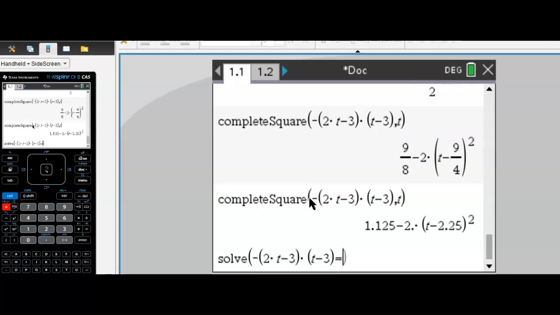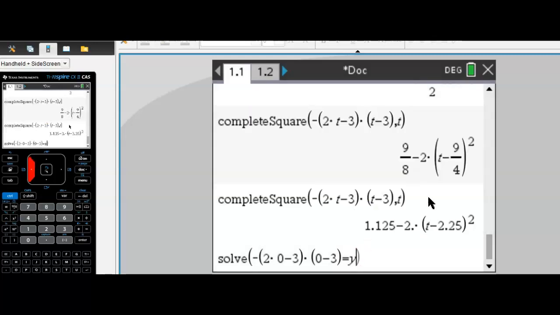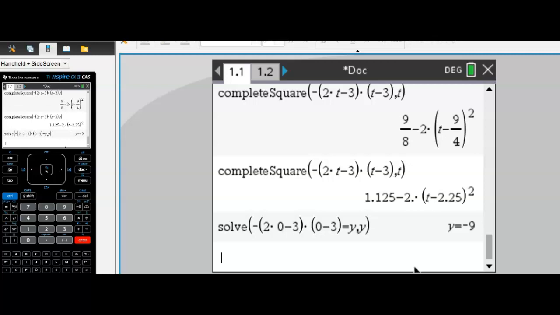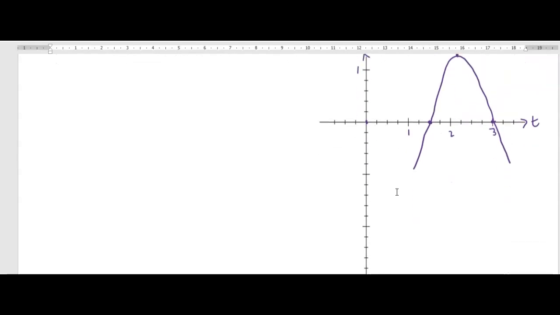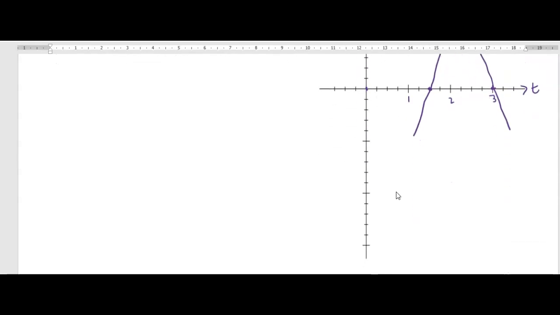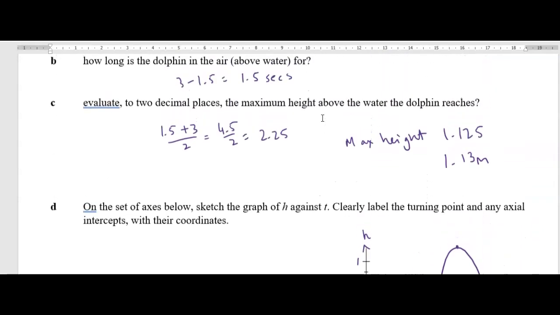Okay, so we're doing the y-intercept. So that's when t is 0. Oh gosh, what did I do wrong? Equals, oops, comma y. So -9. All right, so now obviously my scale's not, yeah, I should have done that. -9 is going to be all the way down there. All right, but you get the gist of it. Not that I think the dolphin would go that far down. Okay.